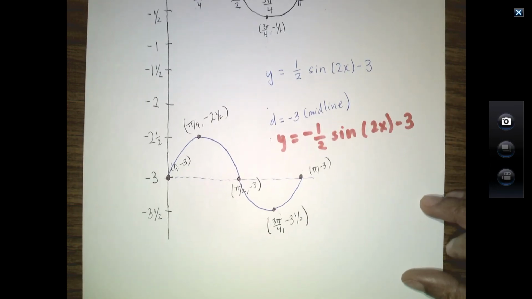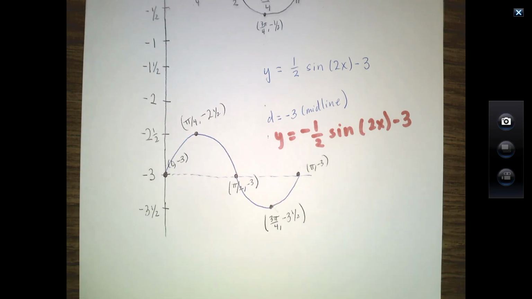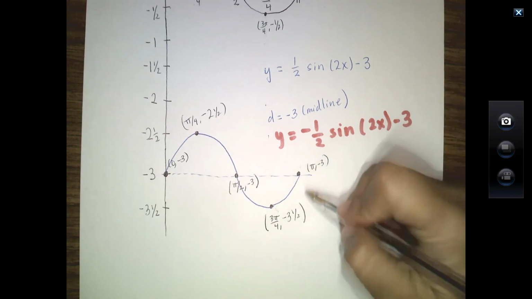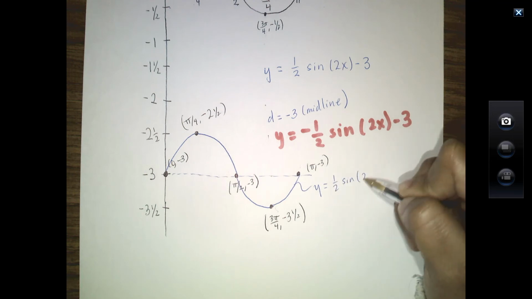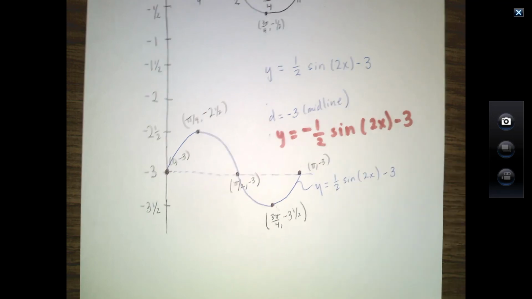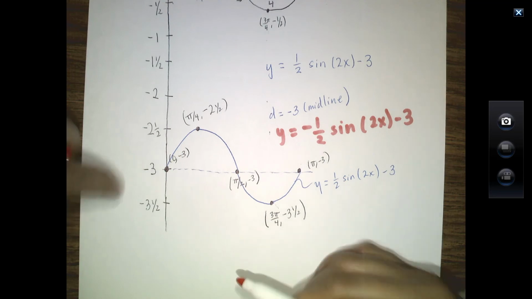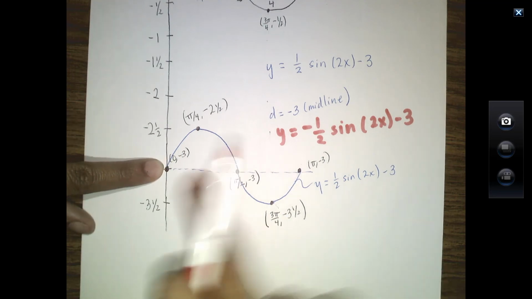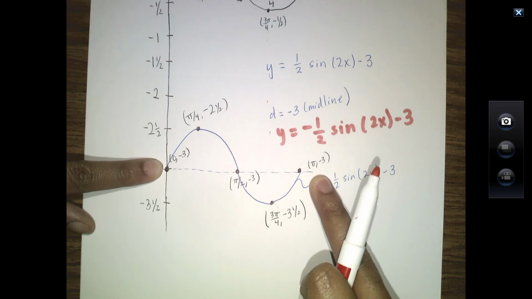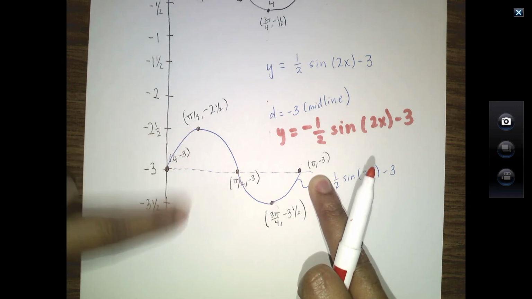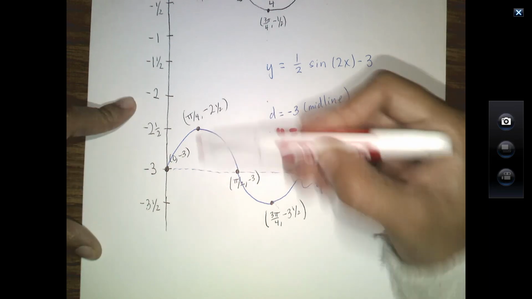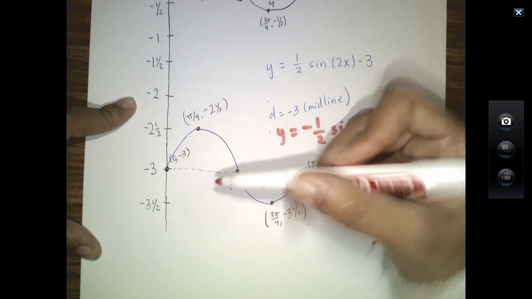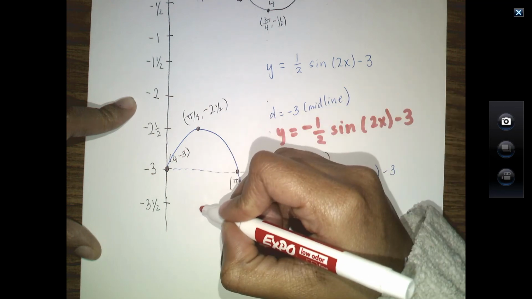So that one's straightforward, right? We already know that this is what we have. And let me go back here and label this. Y equals 1/2 sine 2x minus 3. I'm just going to now just reflect. So this one's going to stay right where it is. It's like this is a mirror. Okay, this is our new x-axis, and we're going to go ahead and reflect across it. Okay, so I'm a half away here. So this would be half here. So I'm going to put a dot there.